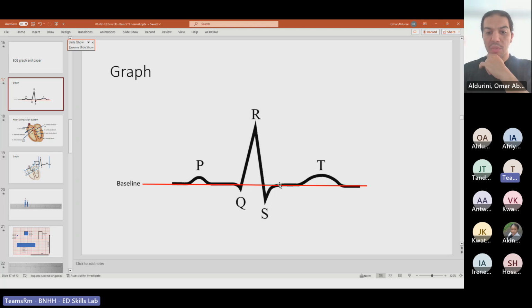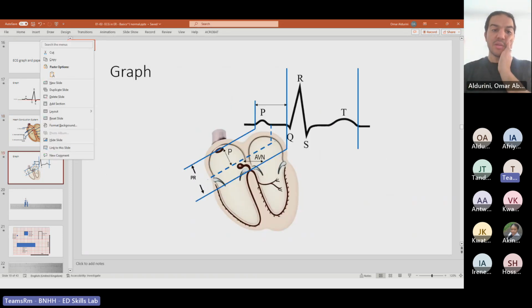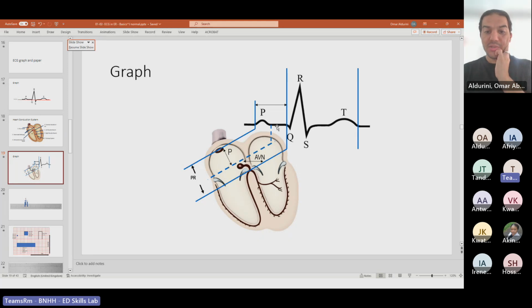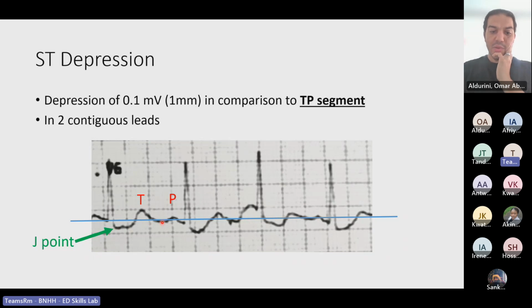Why don't we use the PR segment or the ST segment to determine our baseline? Because there is electricity in the heart, and electricity will deviate the line based on how much electricity there is, or if it's moving or not. So we cannot use the PR segment or the ST segment to determine our baseline. So we have determined our baseline, which is the TP segment, and then we will compare the ST segment to it.